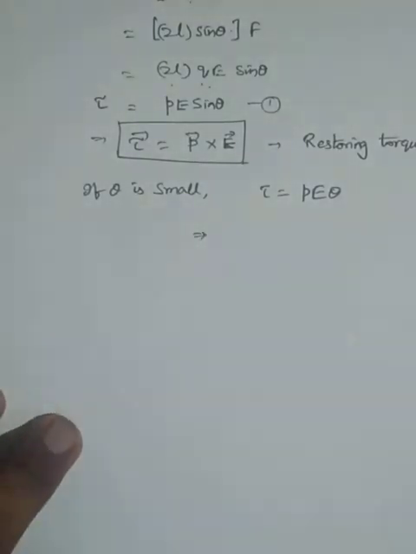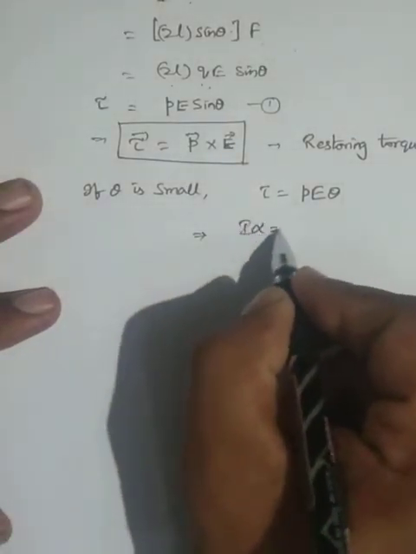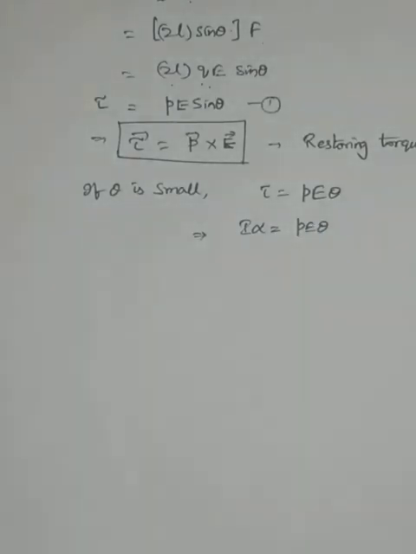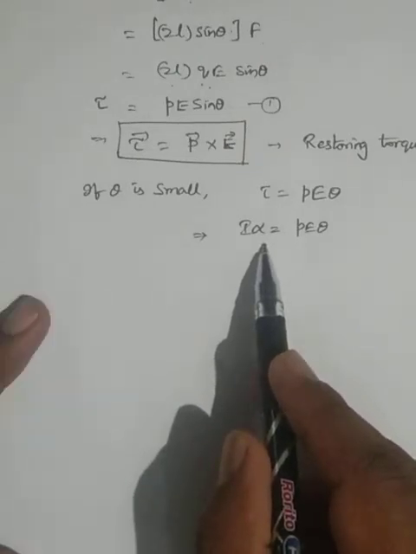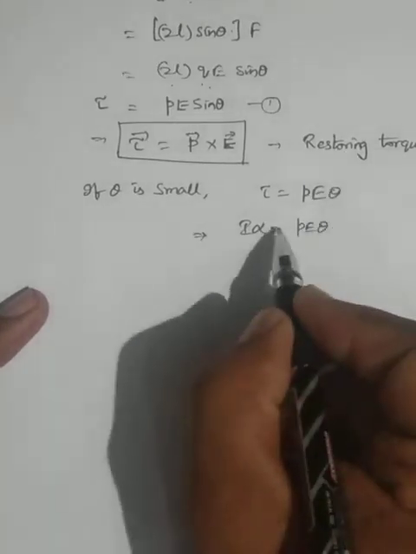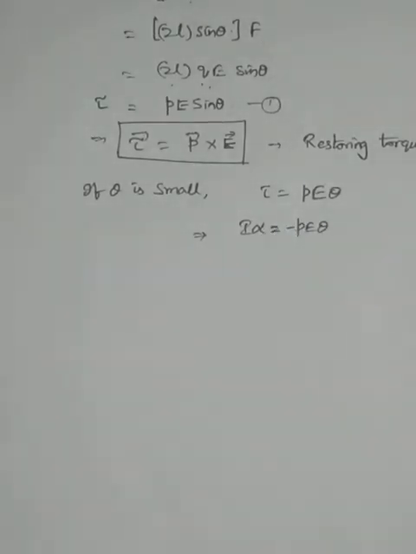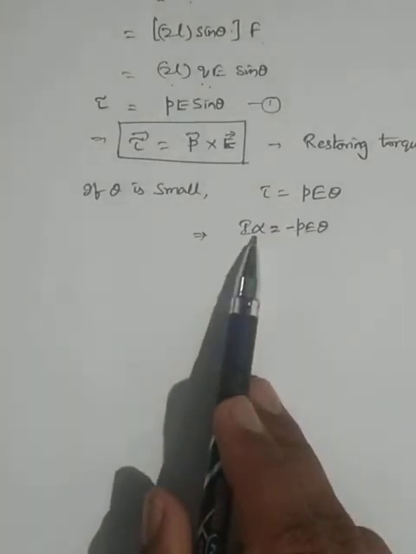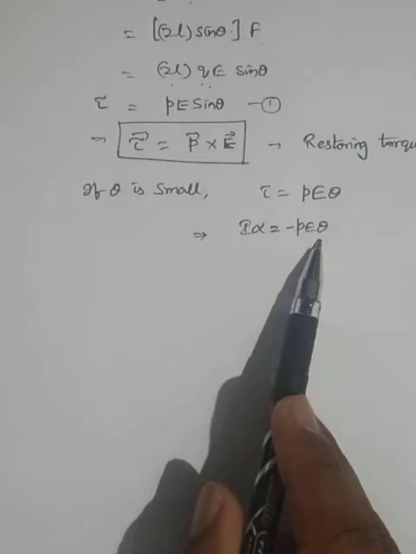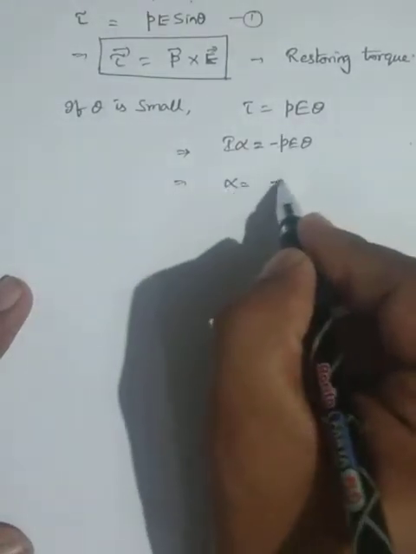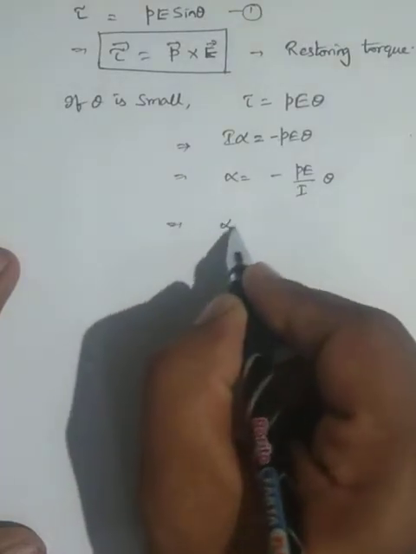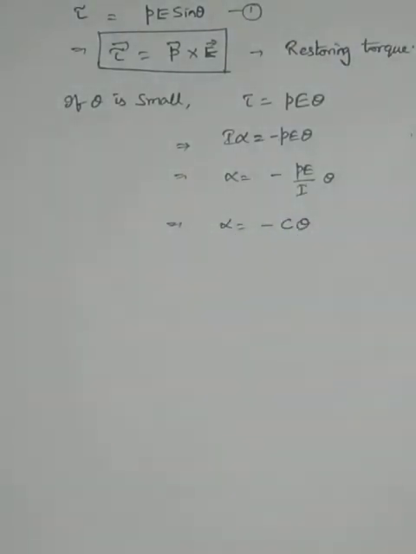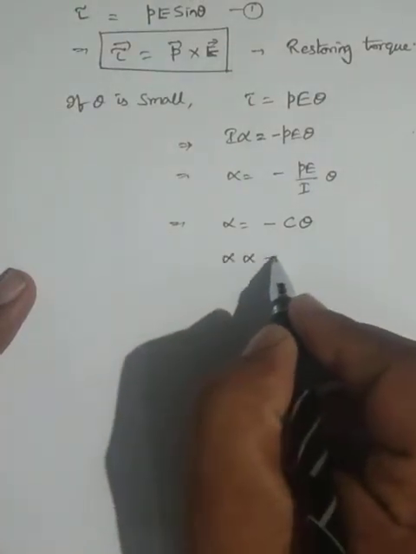From the definition of torque in rotational mechanics, I can write the same tau as I into alpha, that is equal to P E into theta. Here I is the moment of inertia and alpha is the angular acceleration. Since I am taking this as a restoring torque, I should take minus. That minus indicates that angular acceleration is acting opposite to the angular displacement, right? So alpha is equal to minus PE by I into theta, which implies alpha is equal to some constant into theta, so alpha is directly proportional to theta with minus.